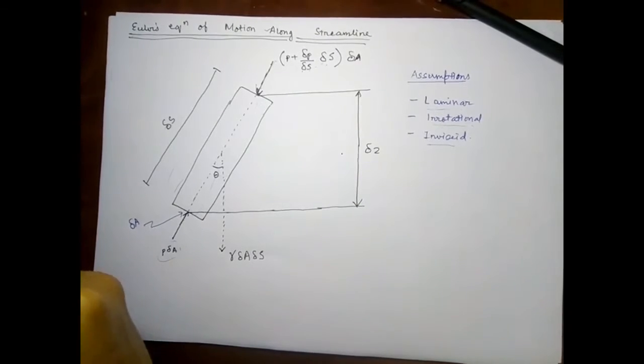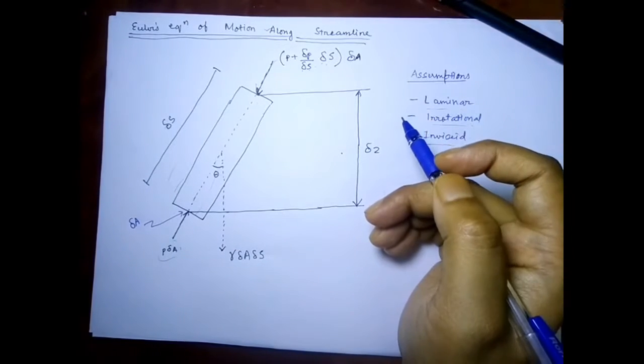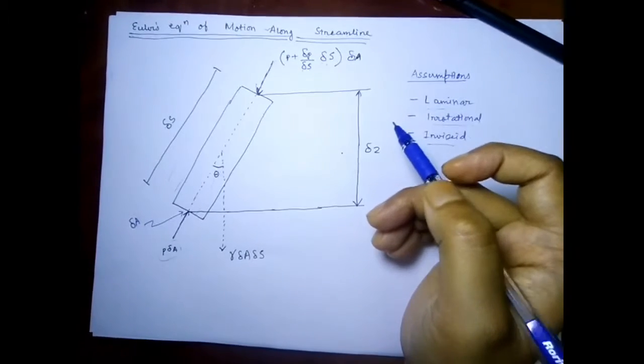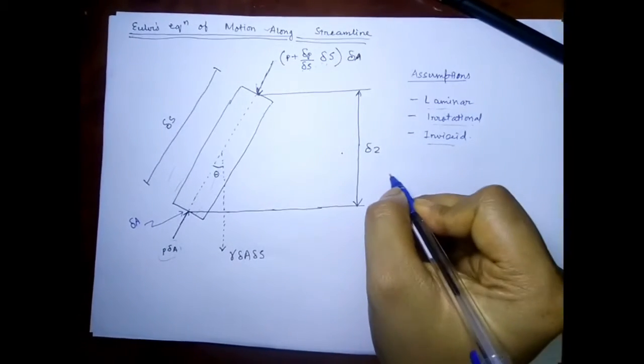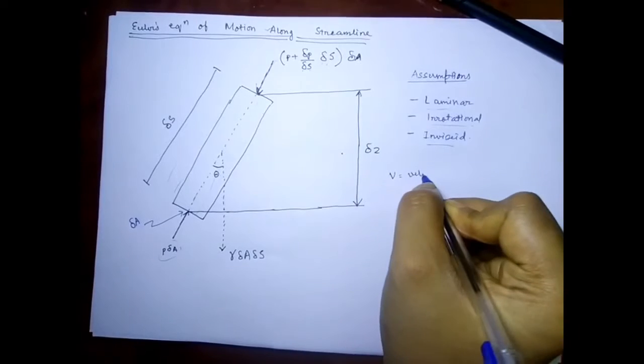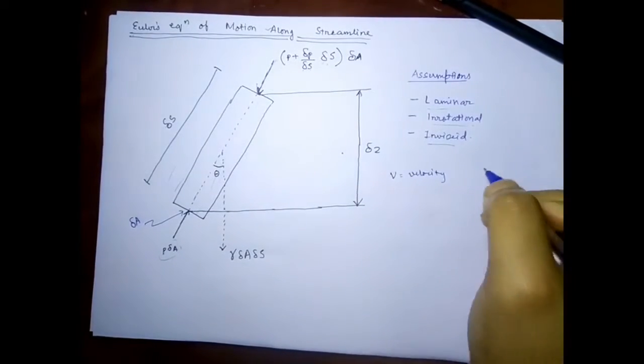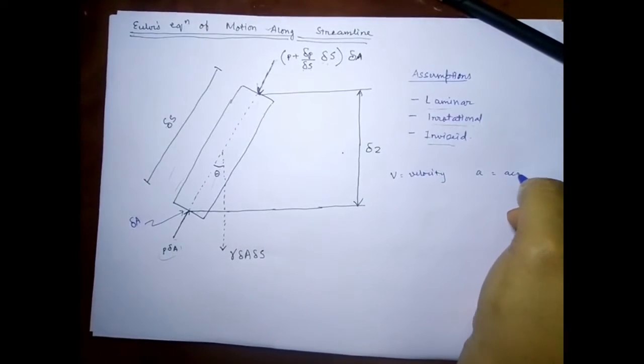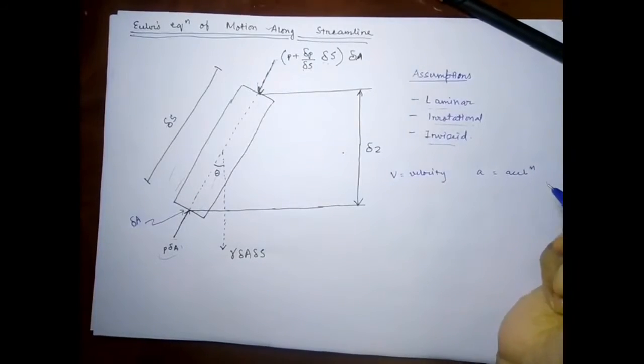Next, let V be the velocity and A be the acceleration. So let V be the velocity of the fluid flow and A be the acceleration of the fluid flow.